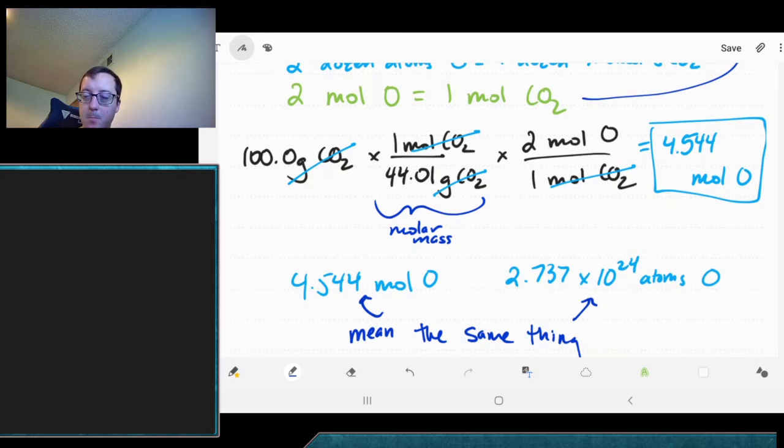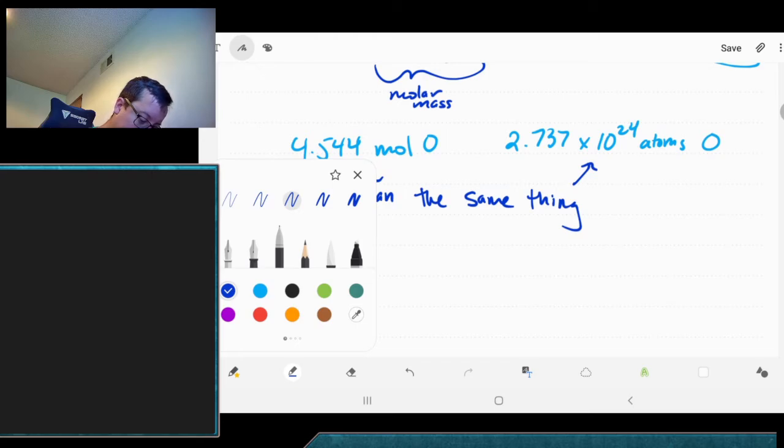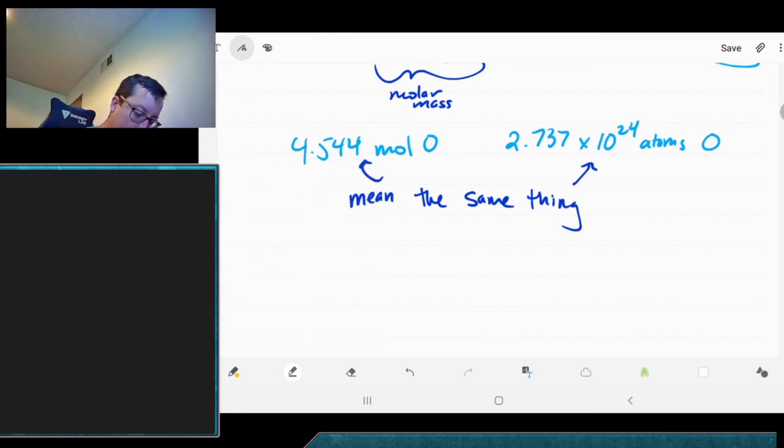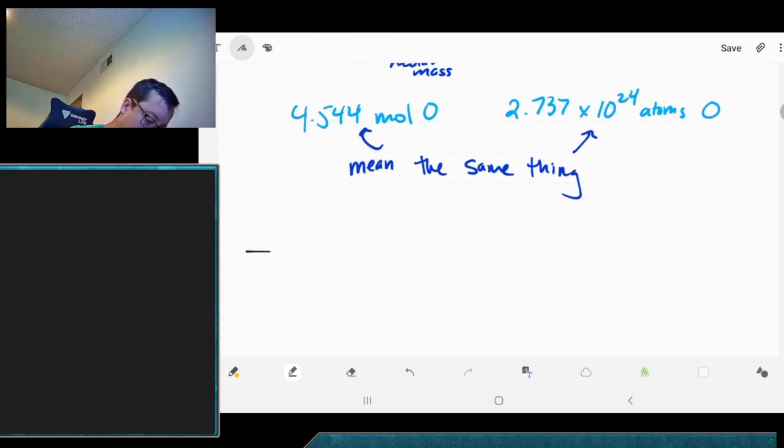We can now talk about some applications of this. Rather than just saying we can do all these calculations all we want, but what's the point? I'll give you one. We can talk about something called mass percent.